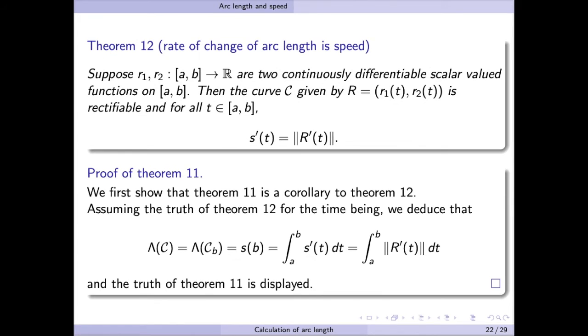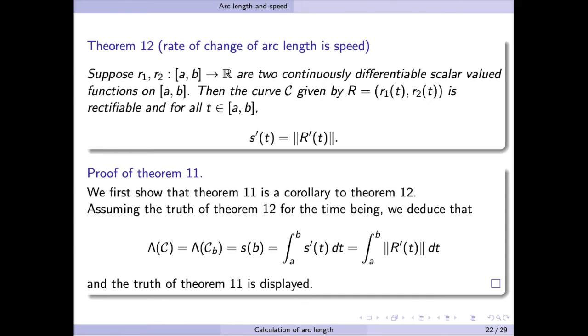Theorem 12 says that the rate of change of arc length is speed. Theorem 12 has importance because it gives us a way to prove theorem 11. So in a sense, theorem 11 is a corollary to theorem 12, and our reasoning will also follow in a very similar manner. We will state theorem 12 and then, assuming theorem 12 to be true for the time being, prove theorem 11. Once that is done, we will then proceed to prove theorem 12 to round out the argument perfectly.